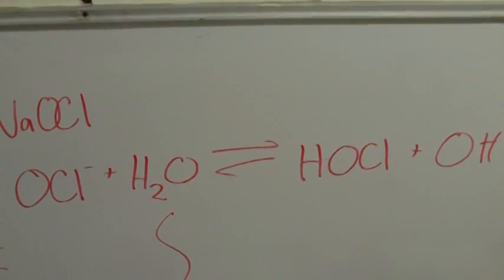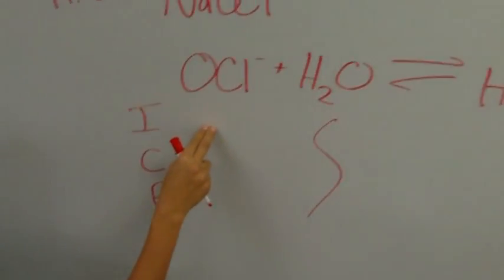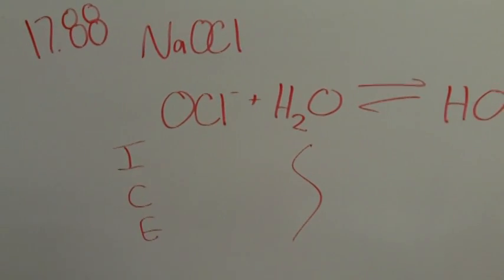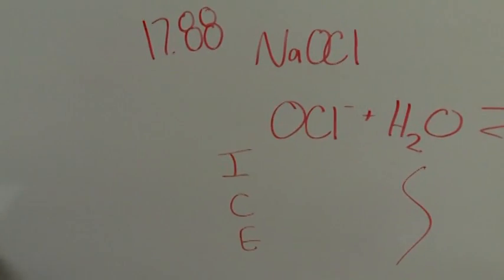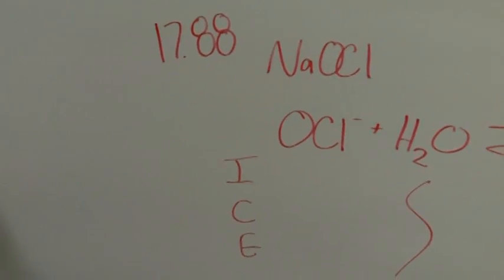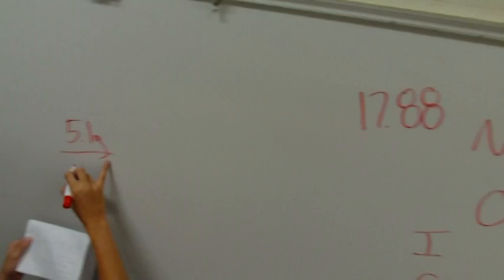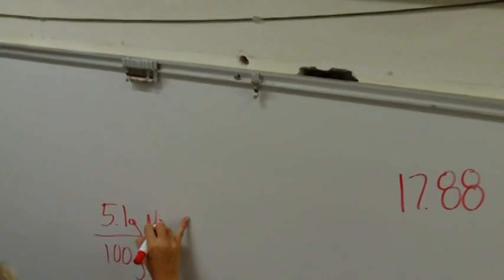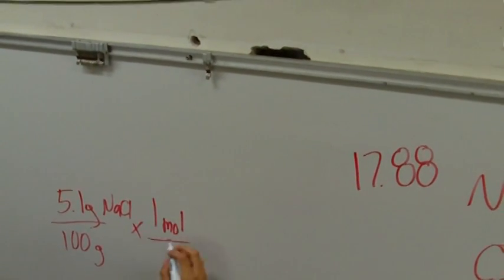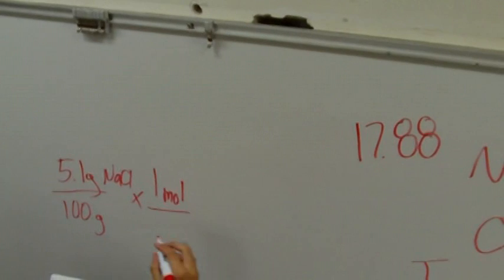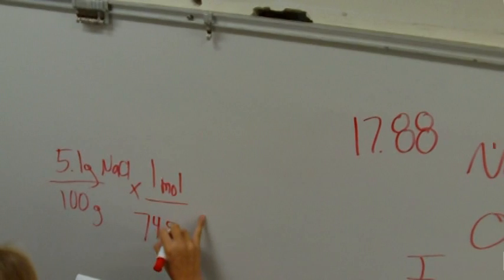So basically, we're going to do exactly what we've been doing, but they don't give us a molar concentration, they give us a percentage by weight. So we're going to go back to the beginning of our time in chemistry and do some dimensional analysis. So they told us that it's 5.1% by weight, so that's 5.1 grams per 100 grams of solution. Then we're going to go ahead and say that that's 1 mole. And using the periodic table up there, we find the molar mass, which is 74.5 grams.